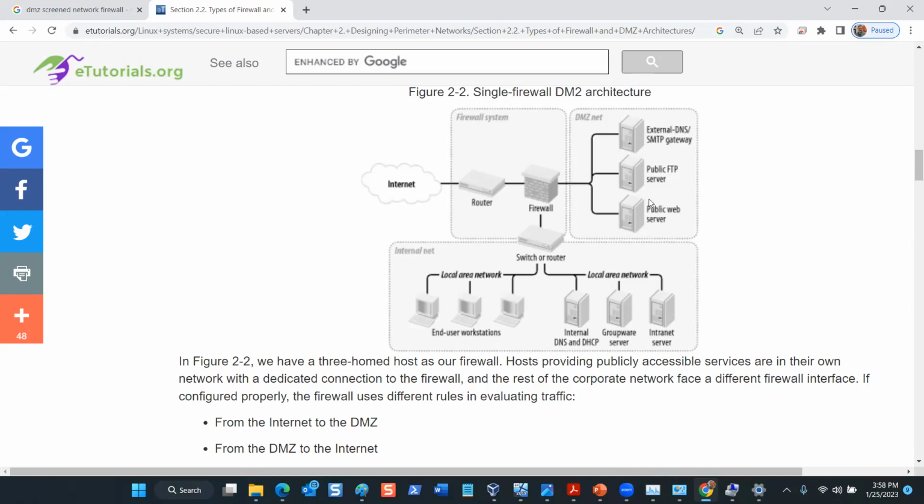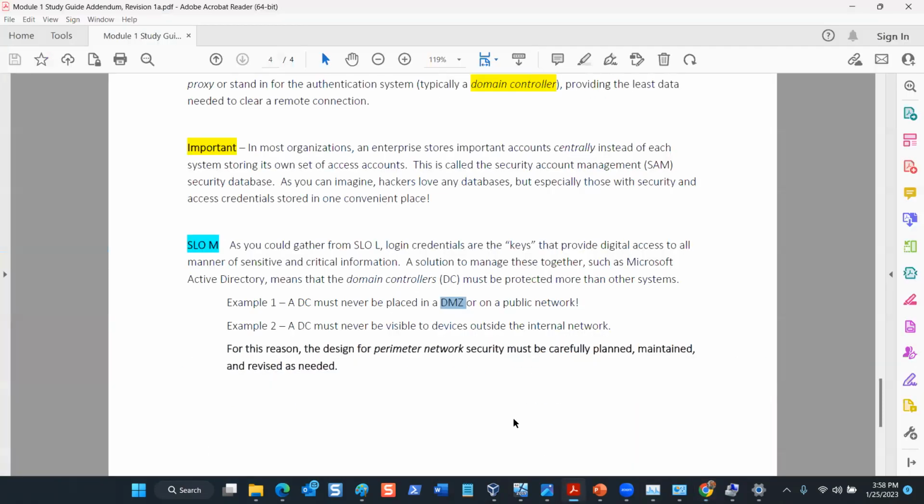That's what the term DMZ means. The important thing to remember is that this idea is standard practice. And you never, ever, ever put a domain controller out here so that people can remote in. You just don't do it. And why are we saying that? Because some people have actually done that. It's crazy, I know. So a domain controller must never be visible to devices outside the internal network.